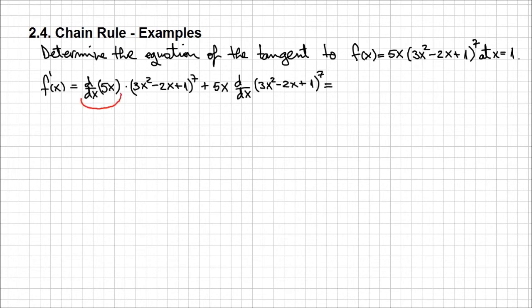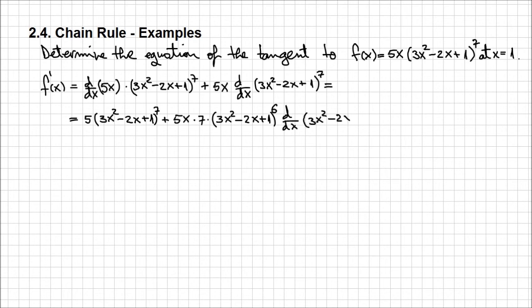The derivative of 5x is 5, times (3x squared minus 2x plus 1) to the power 7, plus 5x times, now we have the power of a function. Obviously, we have that expression to the power 7, so we're going to apply the power of a function rule. This continues to be multiplied by 7, the power, times (3x squared minus 2x plus 1) to the power 7 minus 1, so 6, times the derivative d/dx of the expression in the parentheses only, 3x squared minus 2x plus 1.